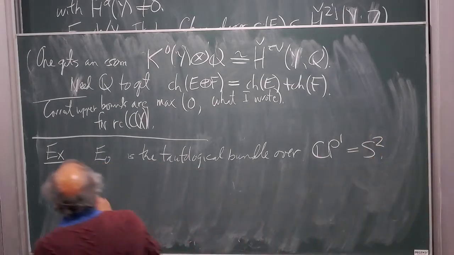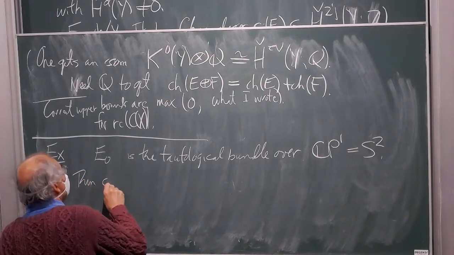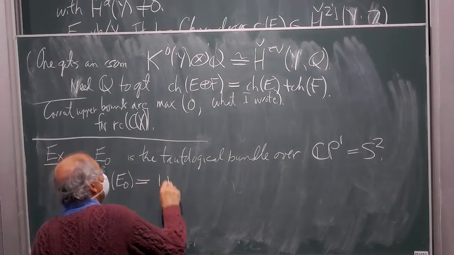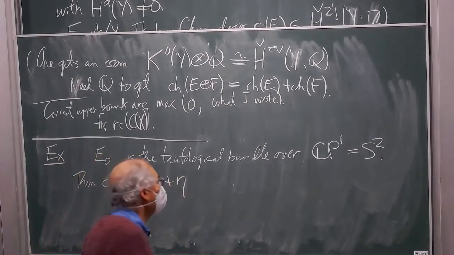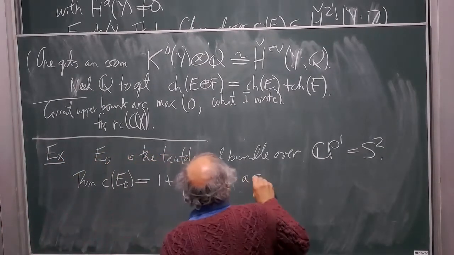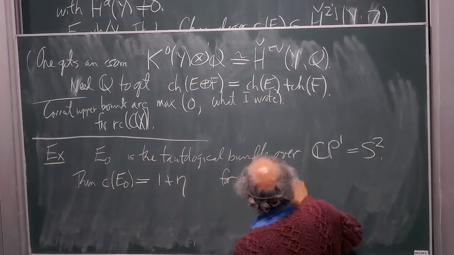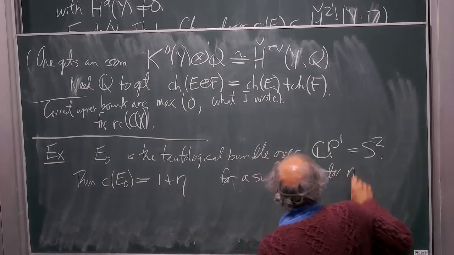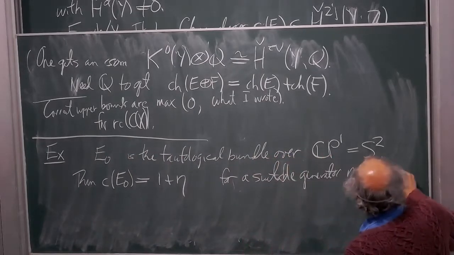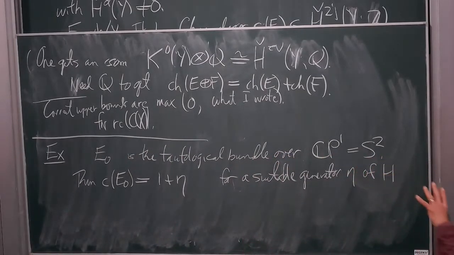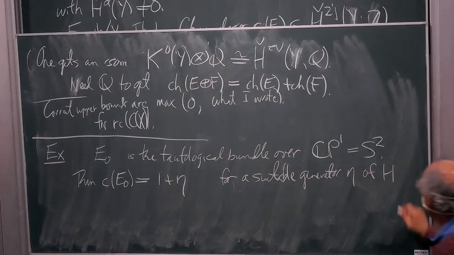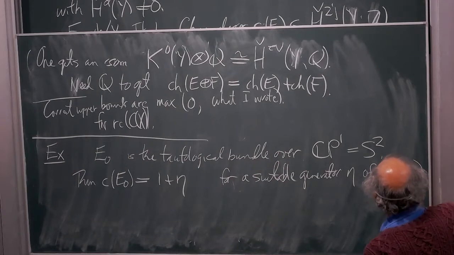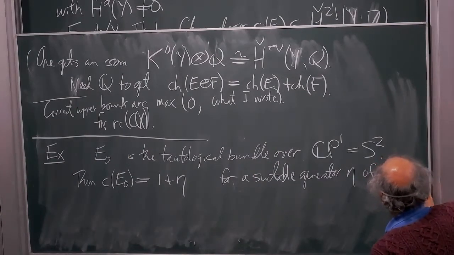And then the total Chern class of E0 turns out to be 1 plus eta for a suitable generator eta of, since the space is good, I can just use singular cohomology, H2 of S2, and I'm going to omit the Z coefficients in the notation.